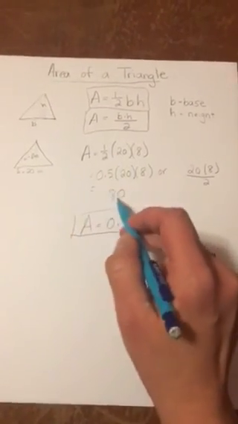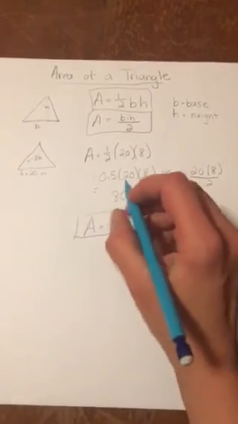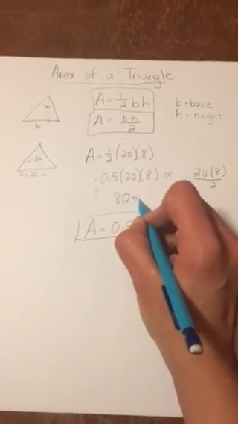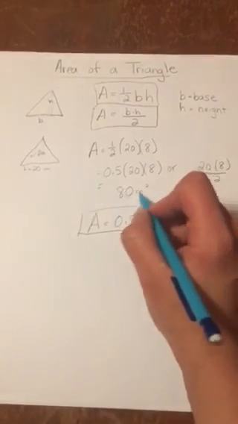Oh, and let's go ahead and go back to the area of this triangle. That's 80 meters, and remember we have to square it, or 80 square meters.